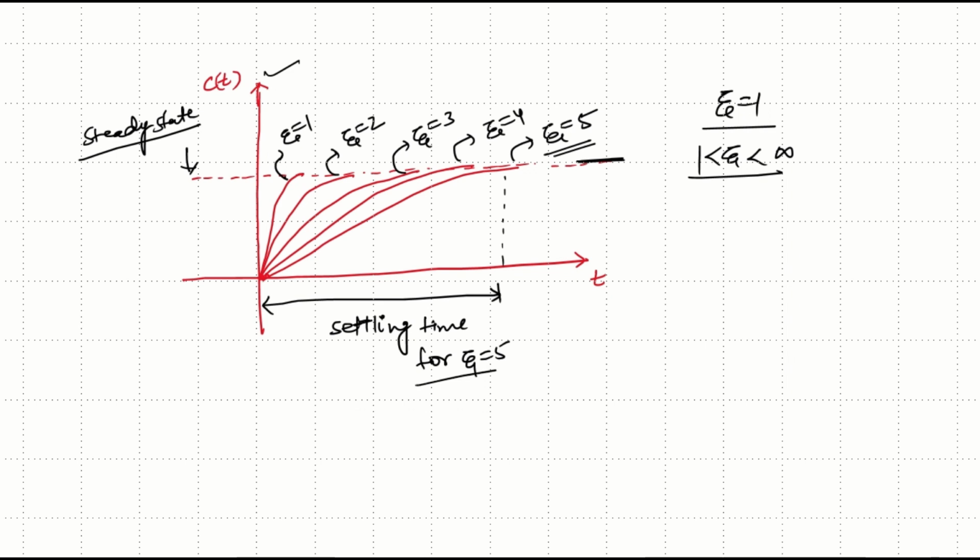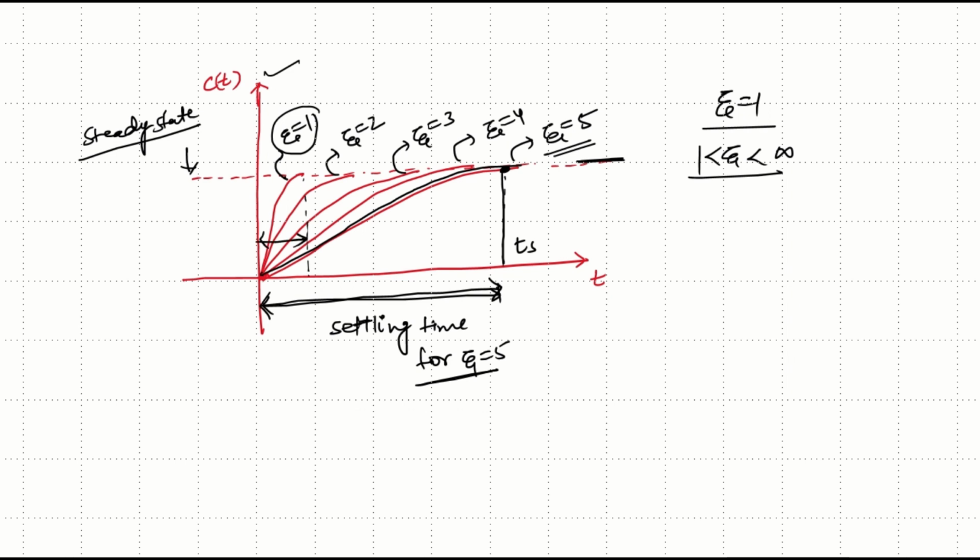Now from here, for a large zeta, we define settling time like this: when the system response increases and approaches the steady state value, the time when it reaches the steady state value is known as the settling time. Now the system approaches the steady state faster as the value of zeta reduces, and at zeta equal to 1, the settling time is minimum. So this is the settling time for zeta equal to 1, and it is minimum.